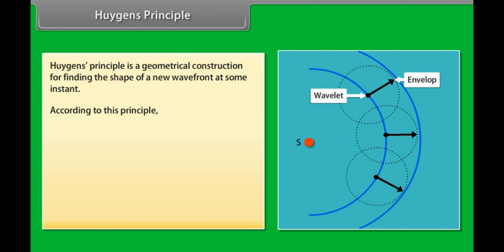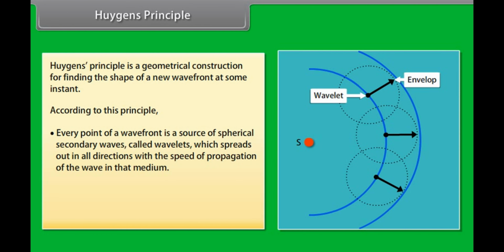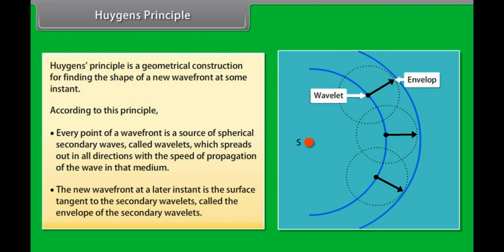According to this principle, every point of a wave front is a source of spherical secondary waves called wavelets, which spread out in all directions with the speed of propagation of the wave in that medium. The new wave front at a later instant is the surface tangent to the secondary wavelets called the envelope of the secondary wavelets. Laws of reflection at a plane surface.